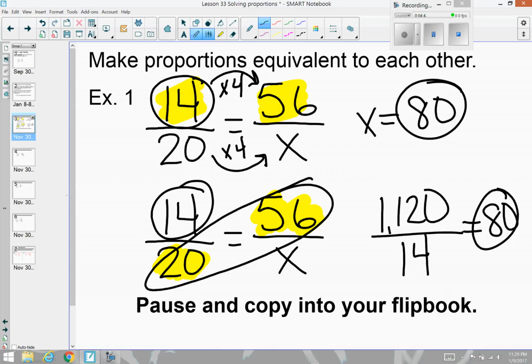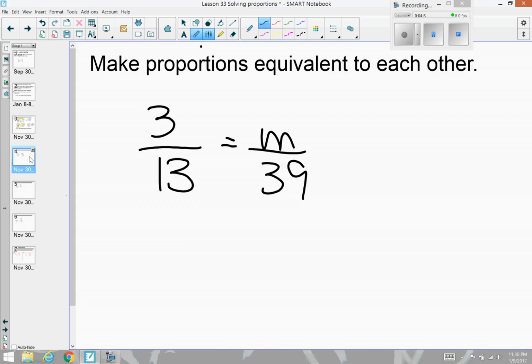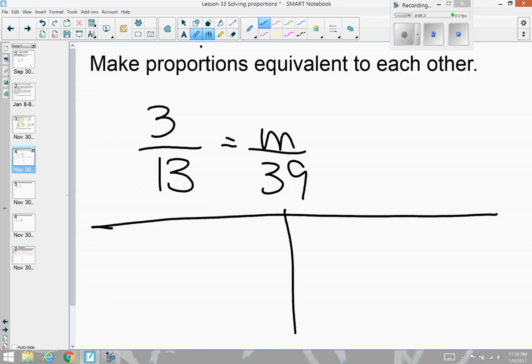Okay, pause and copy this into your flipbook as well. Excellent. All right. Well, I'd like for you to continue practicing with me. We're looking at making these proportions equivalent to each other by multiplying the known terms either through the denominators or the numerators, or by using cross multiplication and then division. So I'm going to show you how we can use both of these methods in this problem once again.